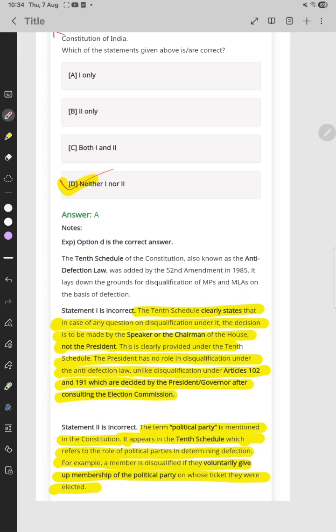The 10th Schedule clearly states that in case of any question on disqualification under it, the decision is to be made by the Speaker or the Chairman of the House, not the President. This is clearly provided under the 10th Schedule. The President has no role in the disqualification under the anti-defection law, unlike disqualification under Articles 102 and 191, which are decided by the President or Governor after consulting the Election Commission.